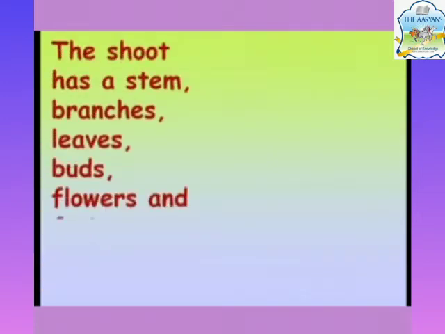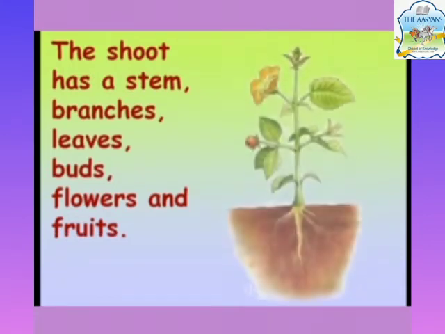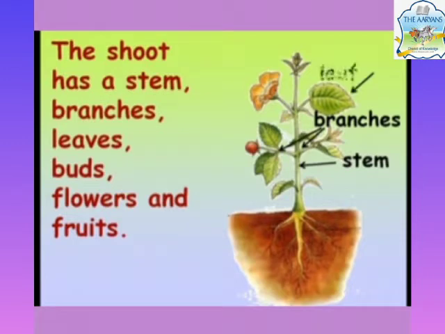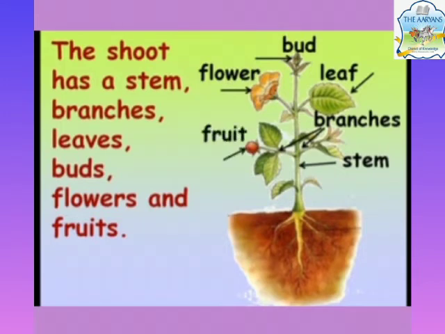Now, the shoot has a stem, branches, leaves, buds, flowers and fruits. That is known as stem. You can see in the picture. And these are branches. And after the branches, leaf are there. Then bud is there, flower is there, and fruit is there. So these are some parts of a plant.